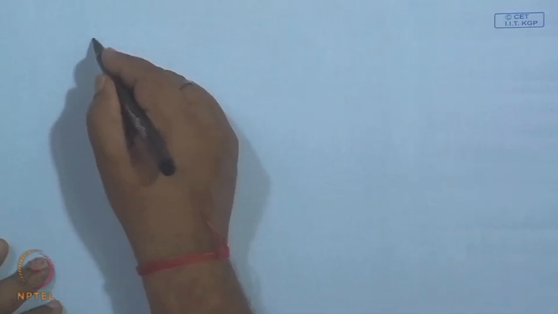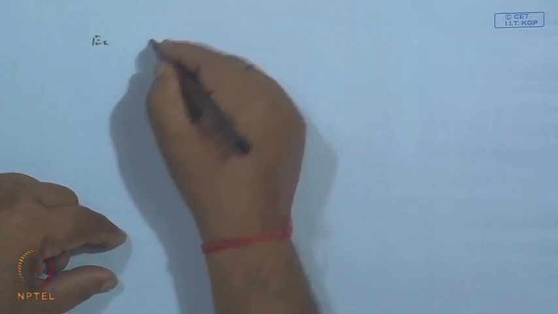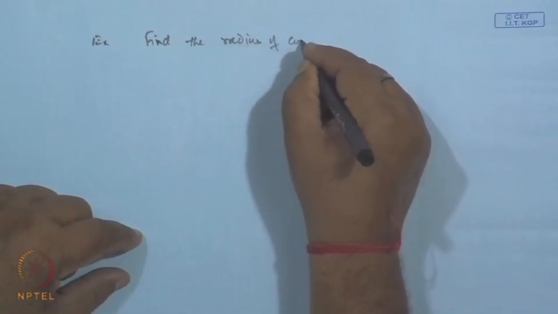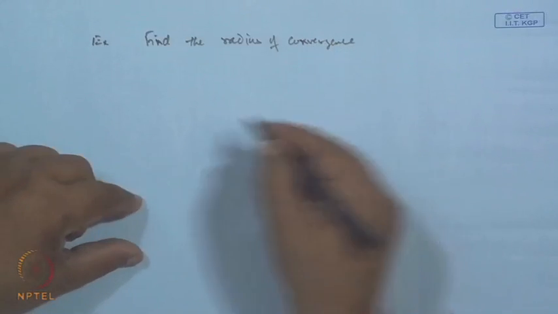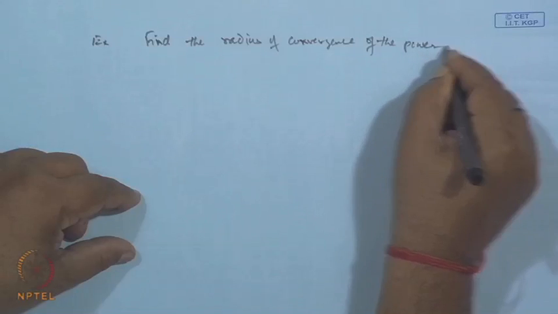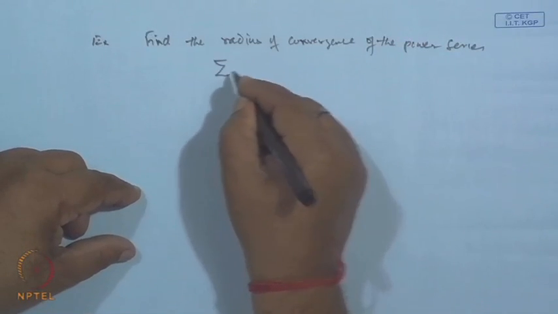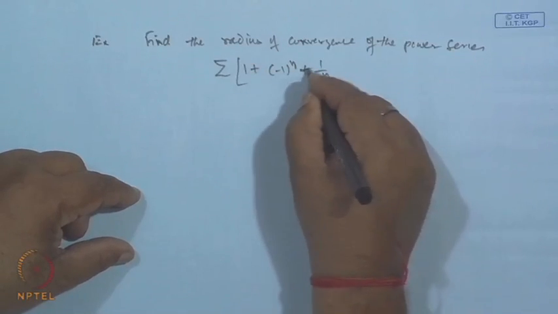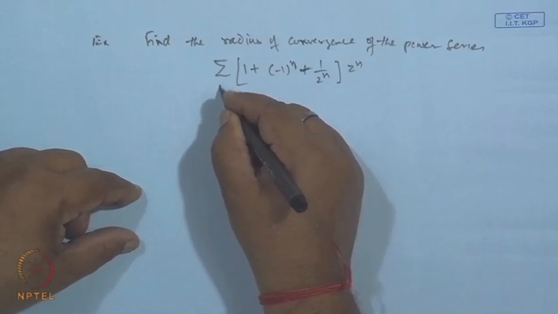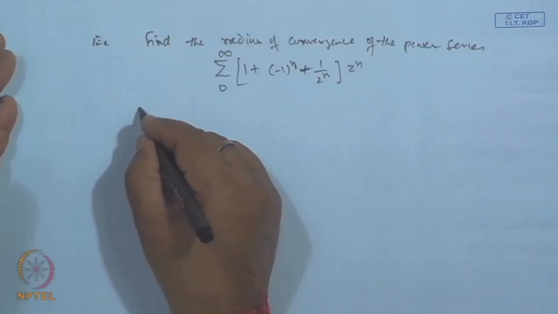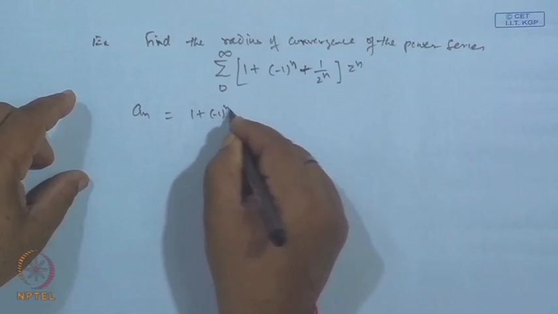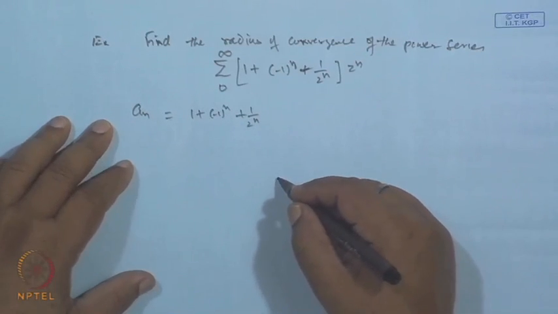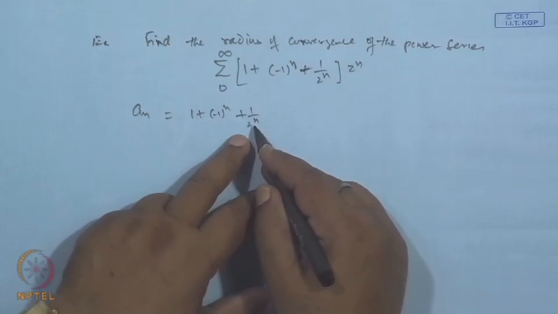So, for example, if we take this function, find the radius of convergence of the power series, sigma of (1 plus minus 1 to the power n plus 1) by 2 to the power n, then z to the power n, from 0 to infinity. Now, if we look at the series, what are the a_n's? a_n are (1 plus minus 1 to the power n plus 1) by 2 to the power n. If we look at this, then mod a_n to the power 1 by n does not have a single limit, because this limit does not always tend to half.